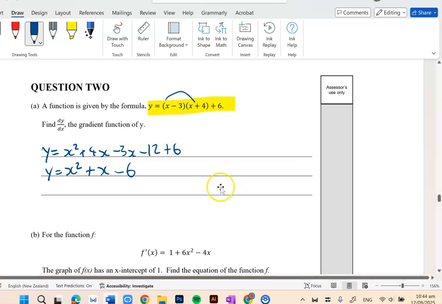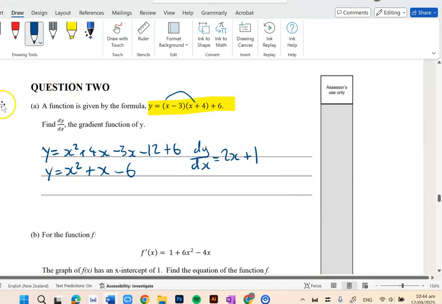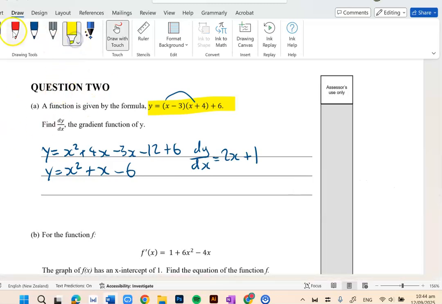Now we can actually differentiate it, so dy over dx, or you could write it as f dash of x, doesn't matter, equals the x squared is just going to become 2x plus the x is just going to become 1 and the 6 is going to go away. So that's your final answer, and this is the achieved grade. Next question.